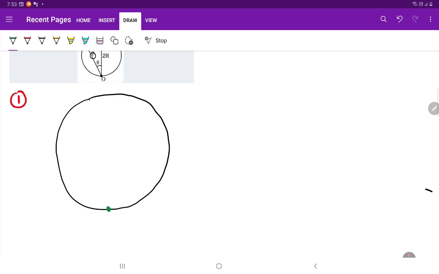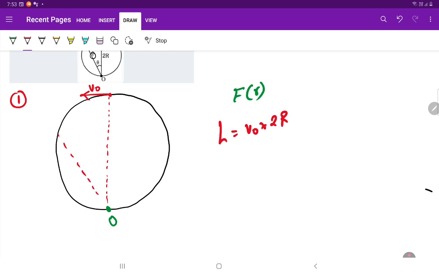I am considering this green point to be the mass O, and I don't know what is the mass of this point O. We are just interested in finding the force. So let us assume that this point O applies force F as a function of R. Now initially, suppose the point mass is moving with velocity v naught. So I can say that angular momentum will be v naught into 2R, and suppose it has moved by an angle of theta, and this is the center O.